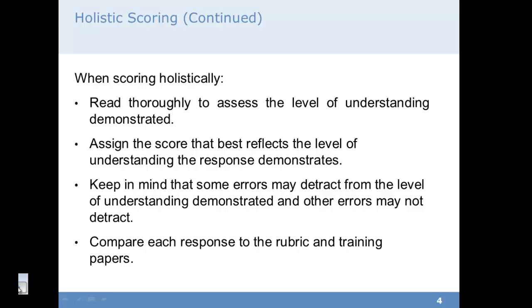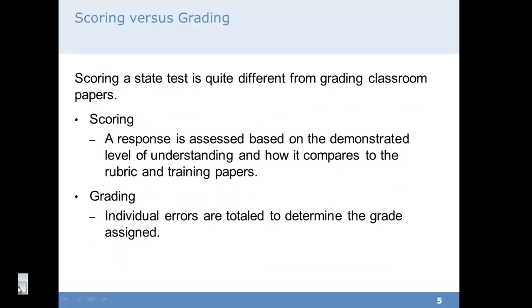Guard against the danger of comparing the current student response you are scoring to the previous student response. Compare each response to the guide or practice set to determine its score. Doing otherwise will cause your scoring to drift. Scoring a state test is quite different from grading classroom papers. When scoring holistically, a response is assessed based on the demonstrated level of understanding and how it compares to the rubric and training papers. When grading classroom papers, individual errors are totaled to determine the percent correct.